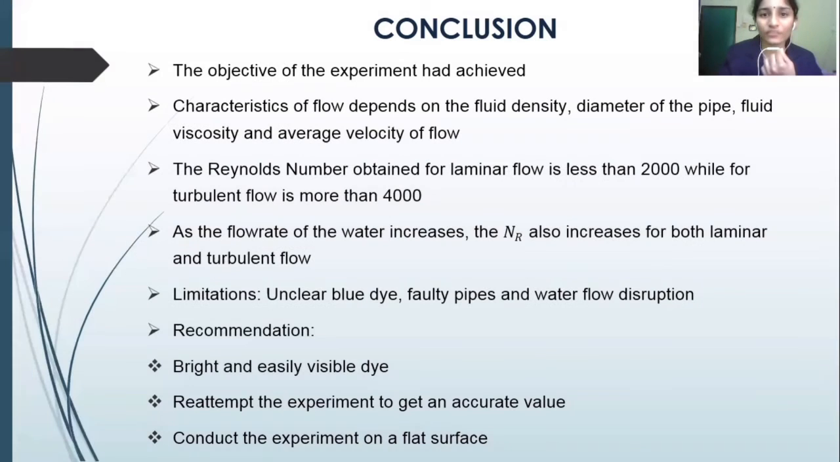So in conclusion, the objective of conducting an experiment at home, which is to determine the Reynolds number of pipe flow in different flow regimes such as laminar or turbulent flow, has been achieved. The results obtained for the laminar flow are less than 2000, whereas the turbulent flow is more than 4000. So as the flow rate of water increases, the Reynolds number also increases for both laminar and turbulent flow.